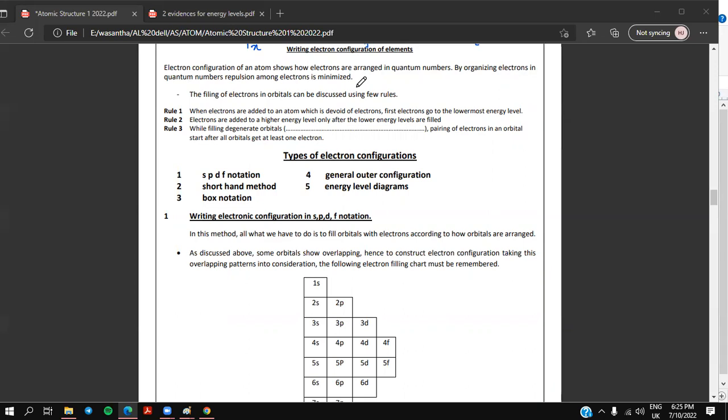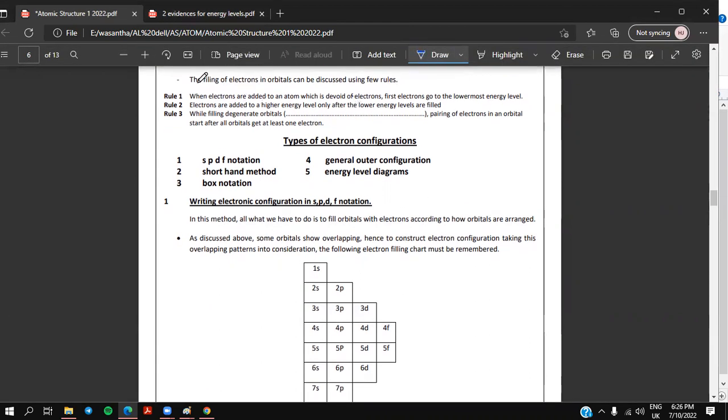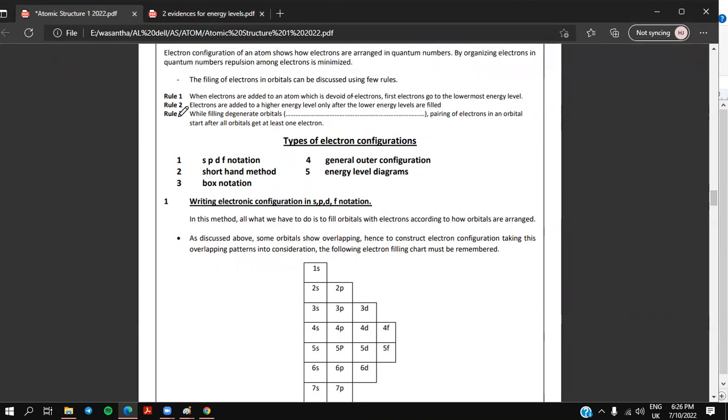Electrons have been observed to arrange in particular areas in energy levels and orbitals, as we discussed in the previous lesson. But how exactly are we going to write the electronic configuration? We have discussed this before also. However, when you write electronic configuration for an atom, there are several rules, but I have condensed these rules to 3. First one, when electrons are added to an atom which is devoid of electrons, that means it doesn't have any electron, first electrons go to the lowermost energy level.